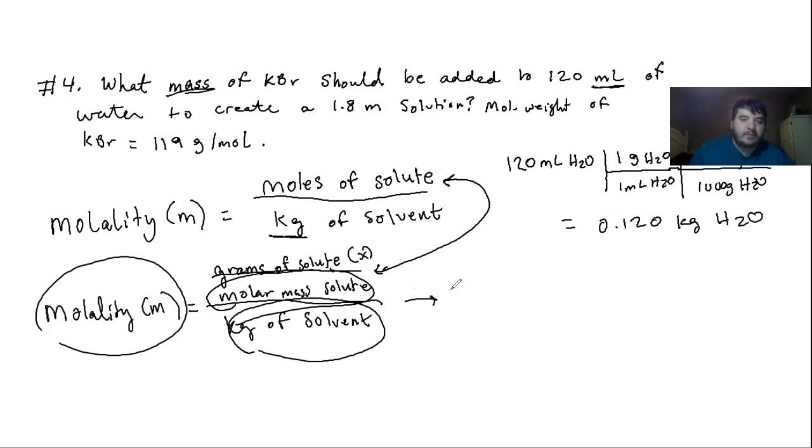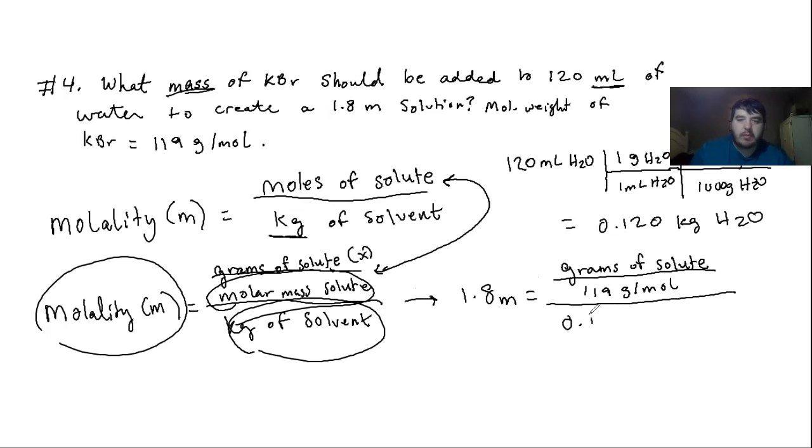For molality, it was given that it's 1.8 molal. Then we don't know the grams of solute, so I'm just going to put grams of KBr. The molar mass we were already given: 119 grams per mole. And that's divided by the kilograms of solvent, which is 0.120 kilograms of H2O. Let me make sure I rewrite the solute in terms of potassium bromide, so we're using the correct terminology. So this is what we've got.